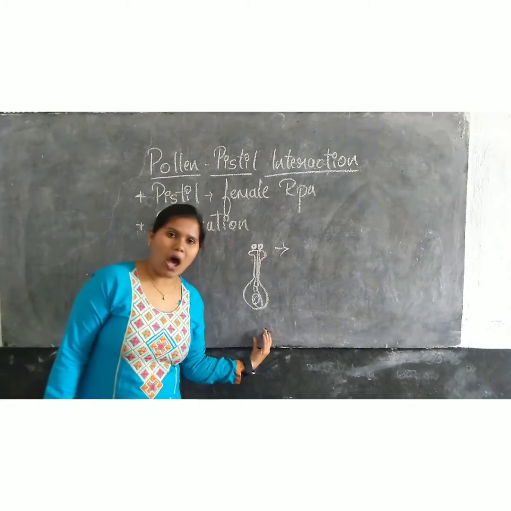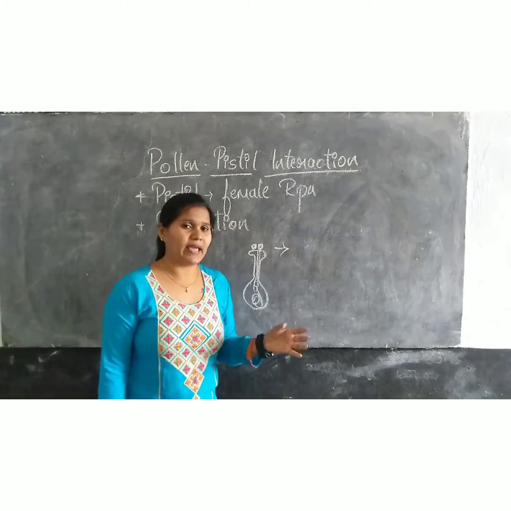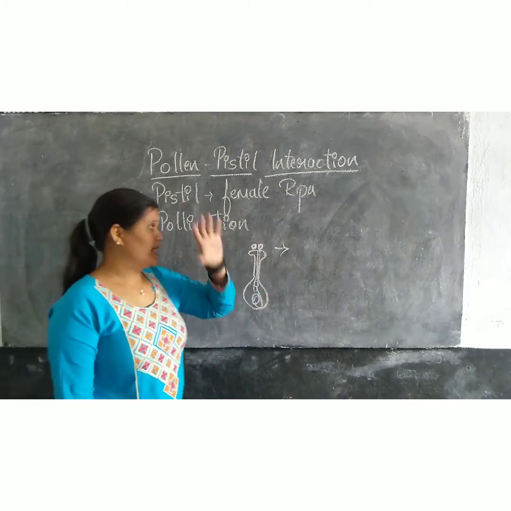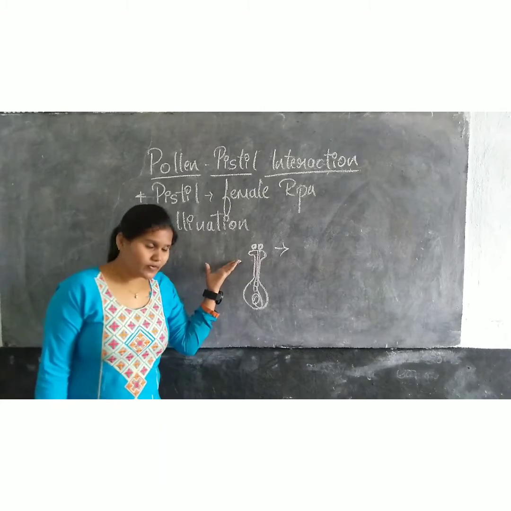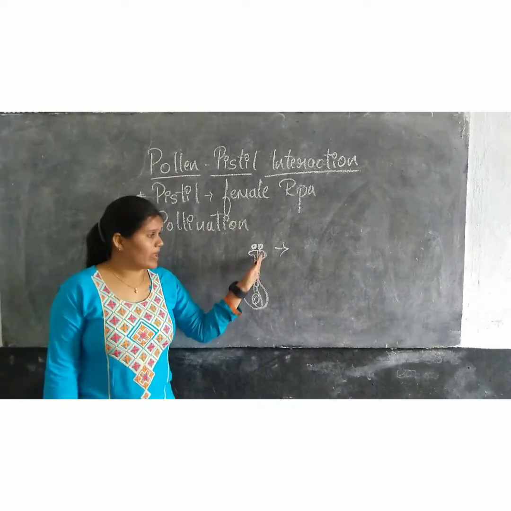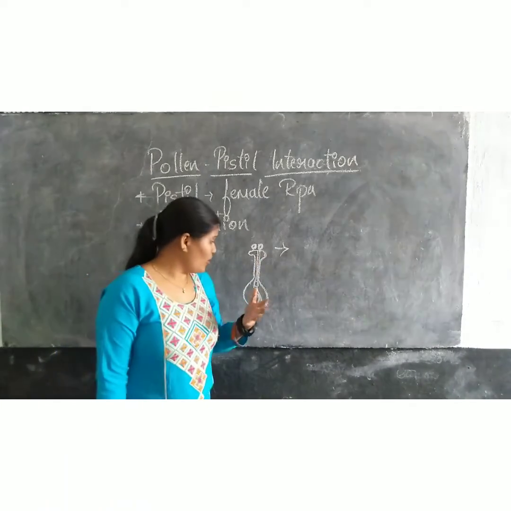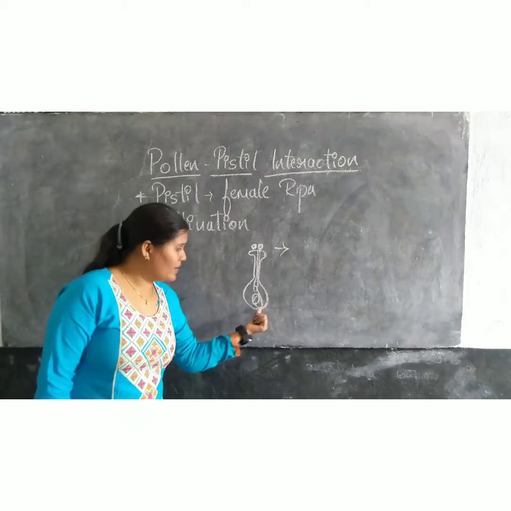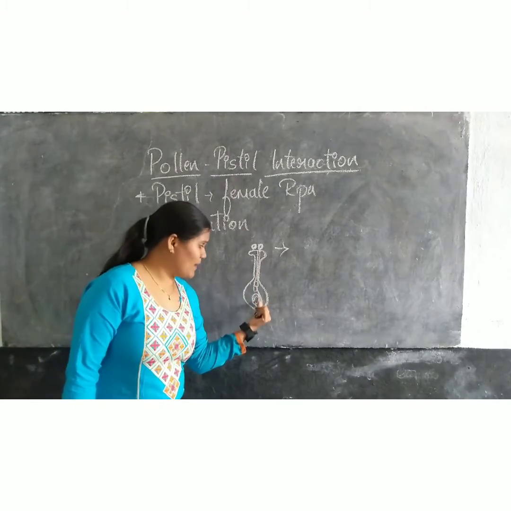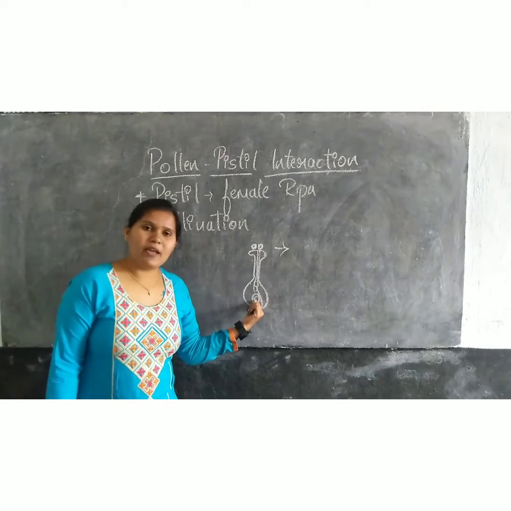So this is how the pollen-pistil interaction initially takes place, from the beginning when the pollen grain comes and sits on the stigma. Through the style, the pollen tube grows. Through that, the generative cell divides, and the male gametes are released and get fused with the female reproductive organ.